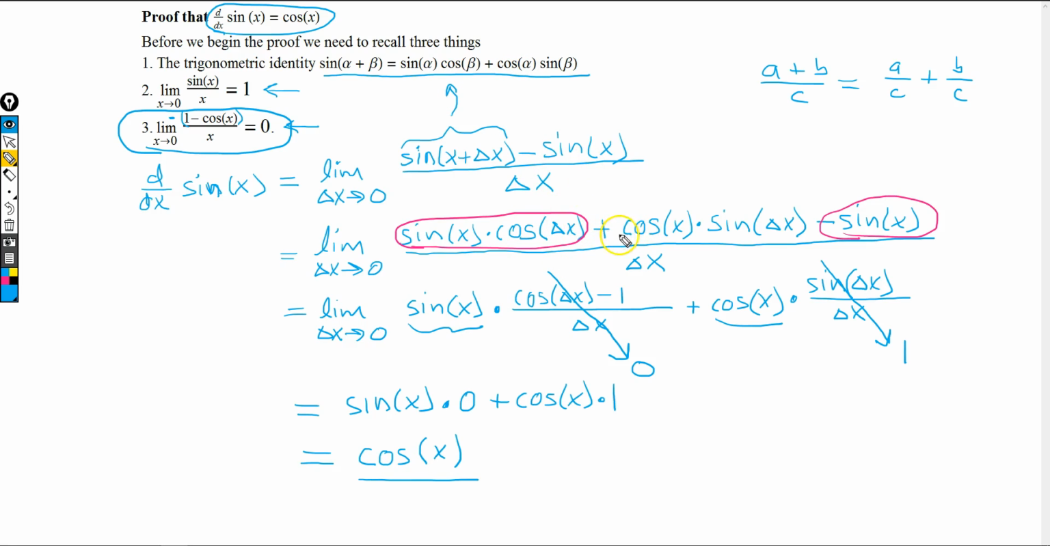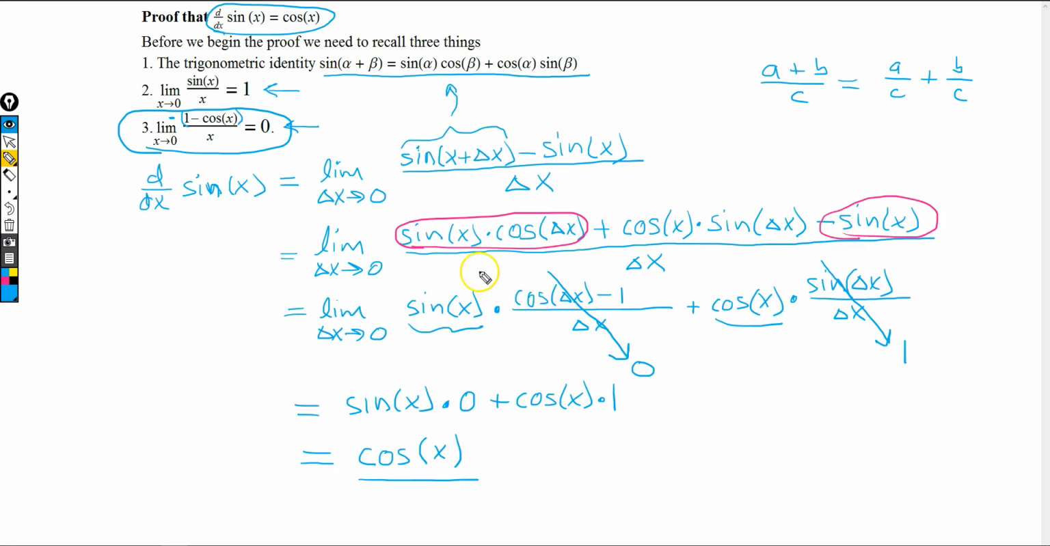We've just proven that the derivative of sine is cosine using a trig identity and the two previous trigonometric limits that we looked at. And that's why we considered those two trig limits earlier when we were studying limits, because they're so important, because they're used to evaluate the derivative of the sine and the cosine functions. That's why we studied them.